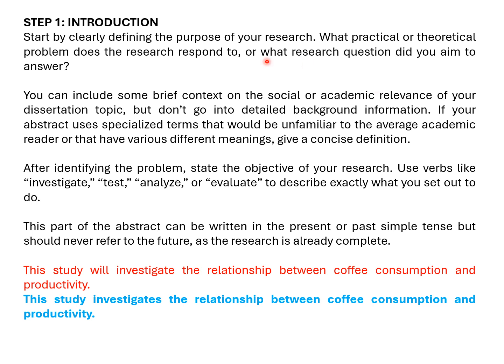So that's why please do not go into the detailed background information, because you have a separate chapter for that. That's called the literature review. And also, if you are using special terms that are super unfamiliar for the average reader, you really have to give the meaning of that. Which means, if you are using a special abbreviation, you really have to write down, hey, the abbreviation means this or this.